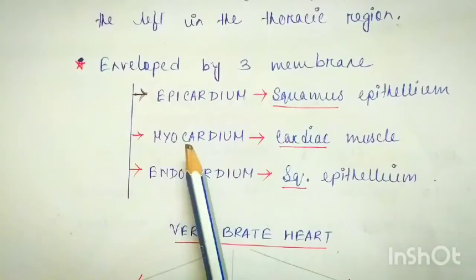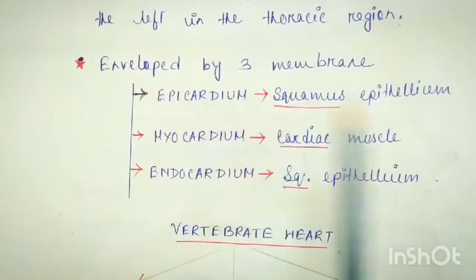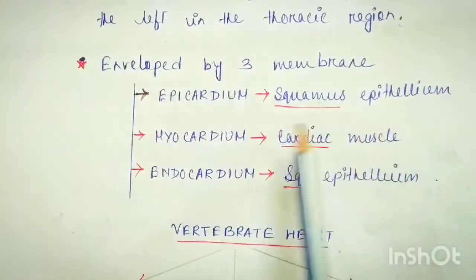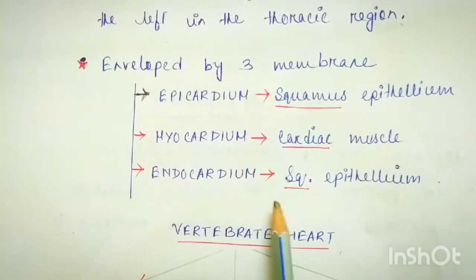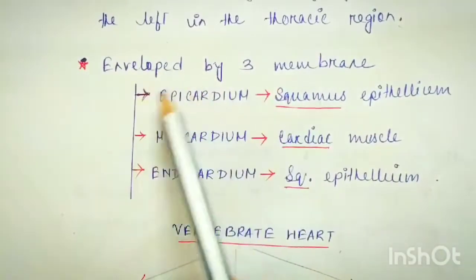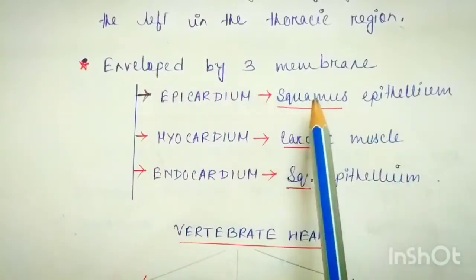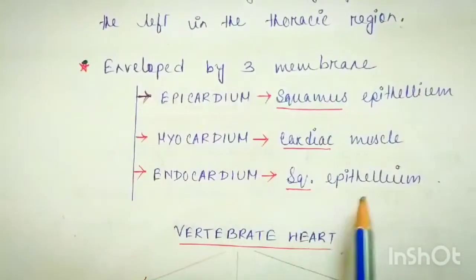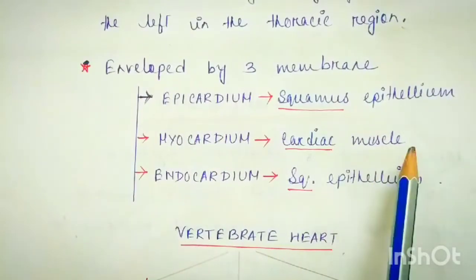The middle layer is called myocardium, and the inner layer is called endocardium. The epicardium is made up of squamous epithelium, whereas myocardium is made up of cardiac muscle, and the endocardium is again made up of squamous epithelium. So this point you have to remember. If a question comes on what the epicardium is made up of, you have to write squamous epithelium; endocardium also squamous epithelium; only myocardium is made up of cardiac muscle.